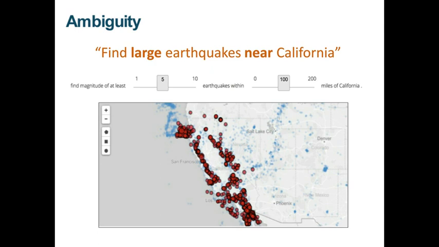Consider this query. Ambiguity for large is expressed as a slider widget set to a minimum magnitude of 5. Similarly, an ambiguity widget is expressed for a fuzzy distance near, which is initially set to 100 miles around the center of California, automatically computed based on the density of points per unit area.